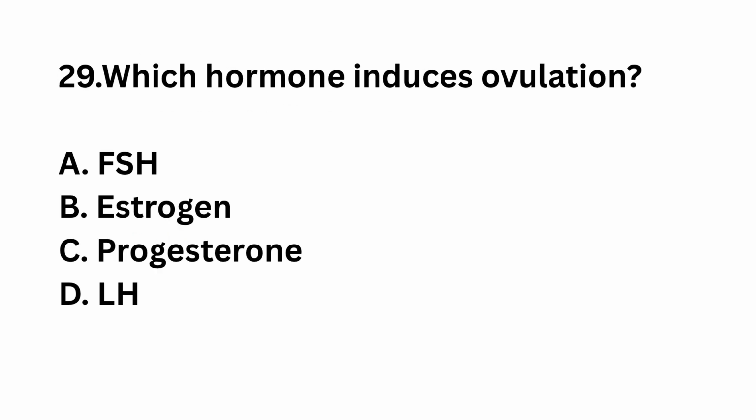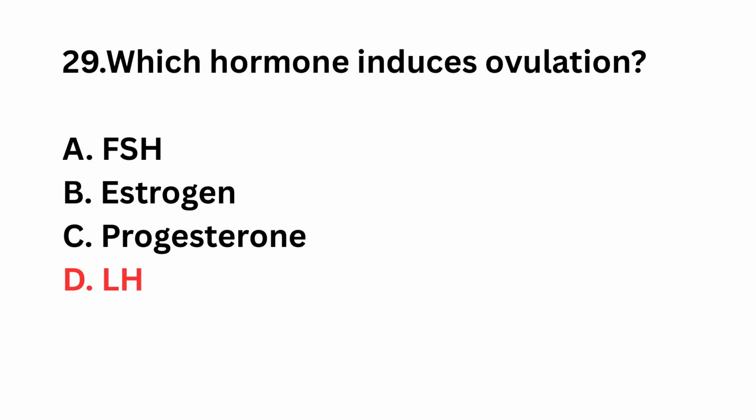Question number 29. Which hormone induces ovulation? Follicle stimulating hormone, estrogen, progesterone, luteinizing hormone. The right answer is option D, luteinizing hormone. Luteinizing hormone surge triggers ovum release.